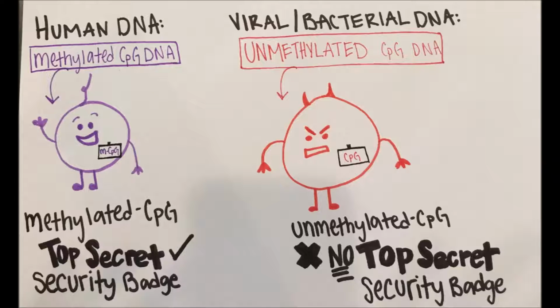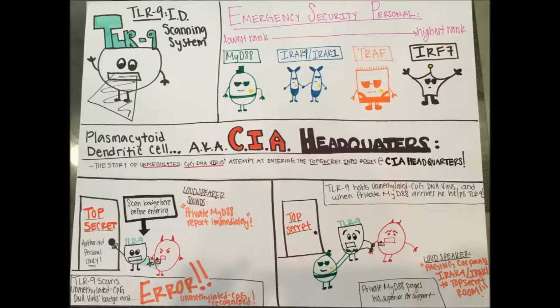You can think of this methyl group as a top secret security badge that needs to be scanned by TLR9 in order to have access to the rooms that are top secret in the CIA or in your body's cells. This methyl badge is worn on DNA of everything that should be entering the human cells. TLR9 resides in the membrane of endosomes, or the top secret security room of the CIA, and the DNA that arrives at these endosomes has to show their methyl ID badge.